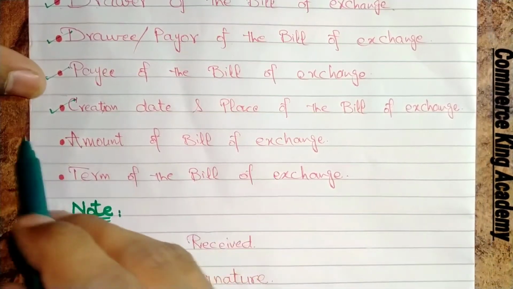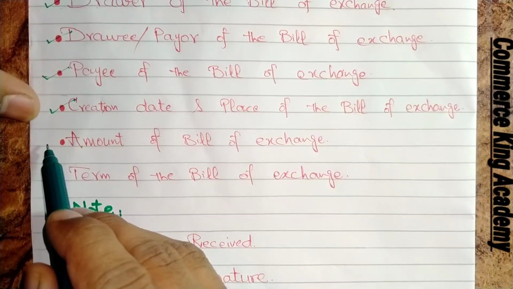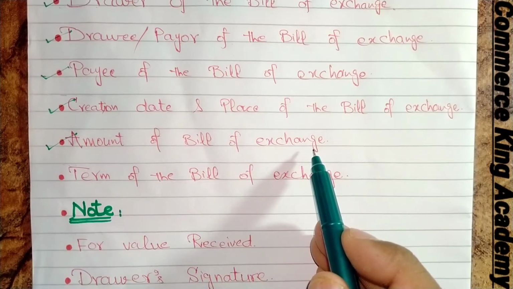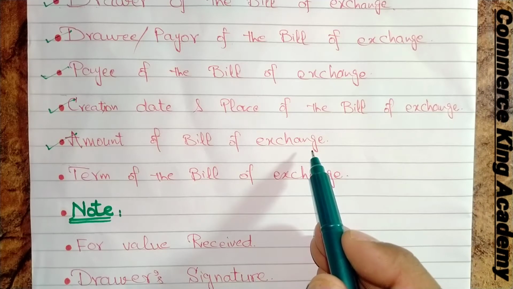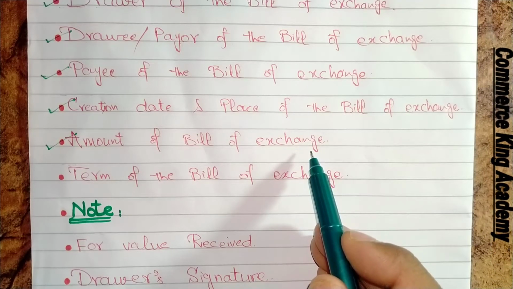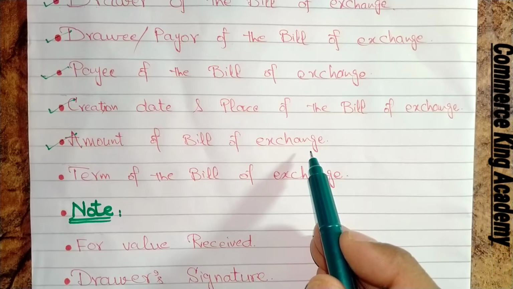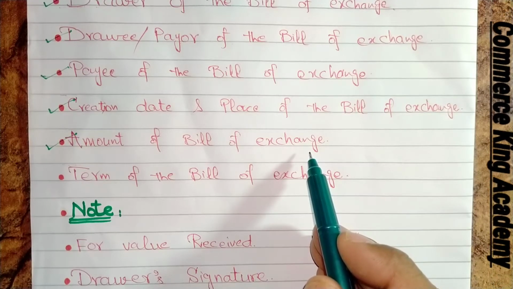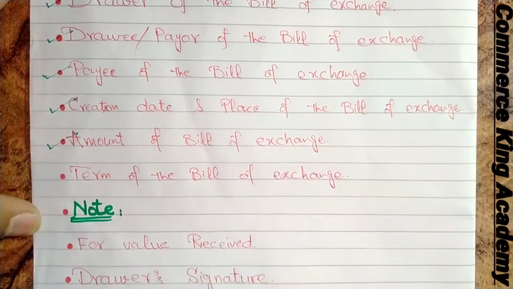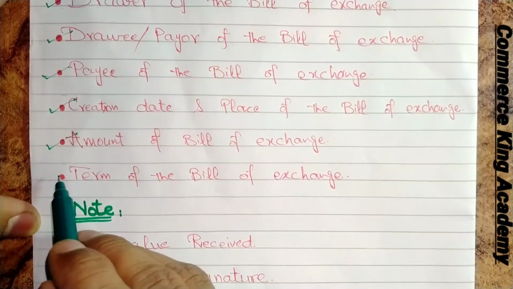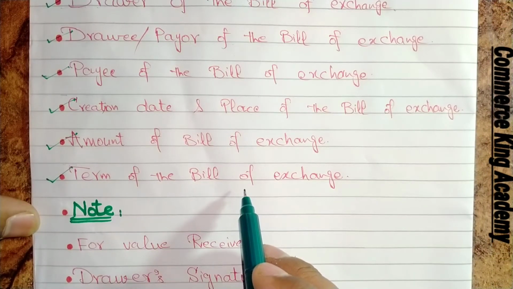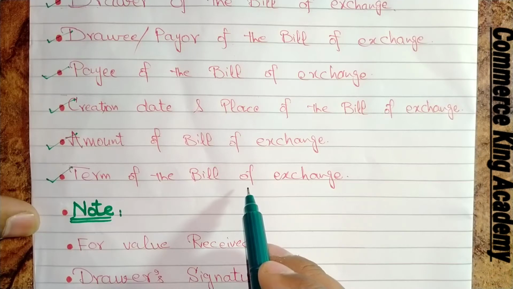Next, important or mandatory content of bill of exchange is the amount of the bill of exchange. The sum of money that the payee will receive must be clearly featured on the document. The amount is usually given both in figures and words, just like on a check. Understand?